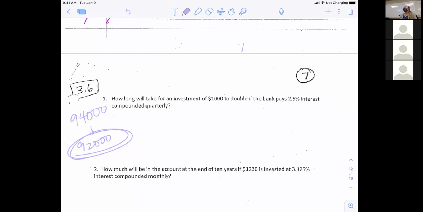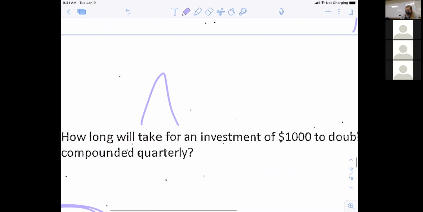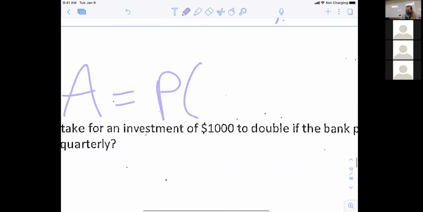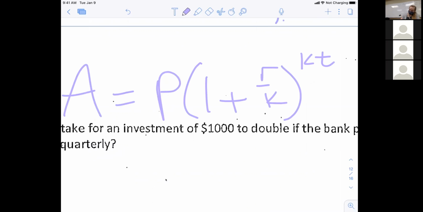Okay, so if we are looking at 3.6 and we're starting these problems with investing or paying off money, we're going to start with a basic equation. I'm going to call it A equals P times (1 plus R over K), and then raised to the K times T. Let's talk about what all this means.